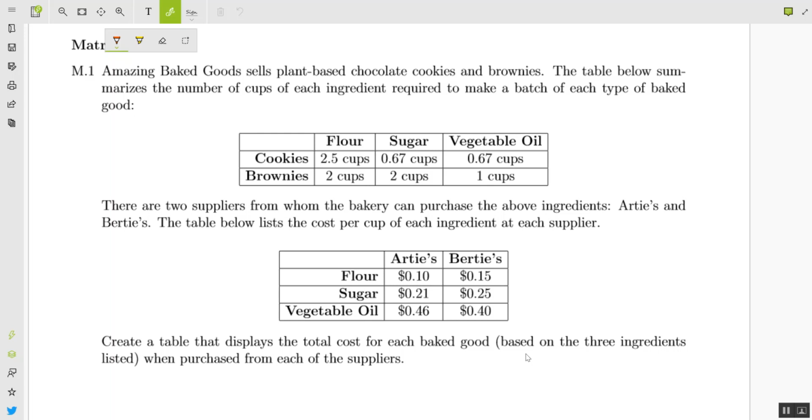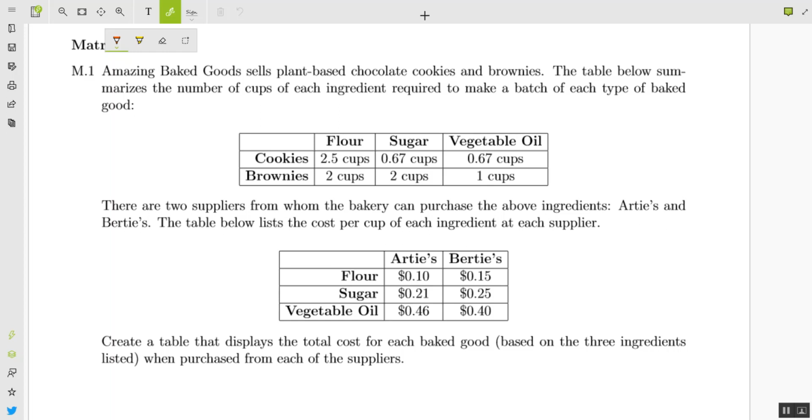There are two suppliers from whom the bakery can purchase ingredients, Artie's and Birdie's. This was literally A and B originally, and cookies were C and B. And then I was like, what can you name that's a dessert that starts with D? And then it changed to brownies. Why am I telling you guys this? Because I'm alone.